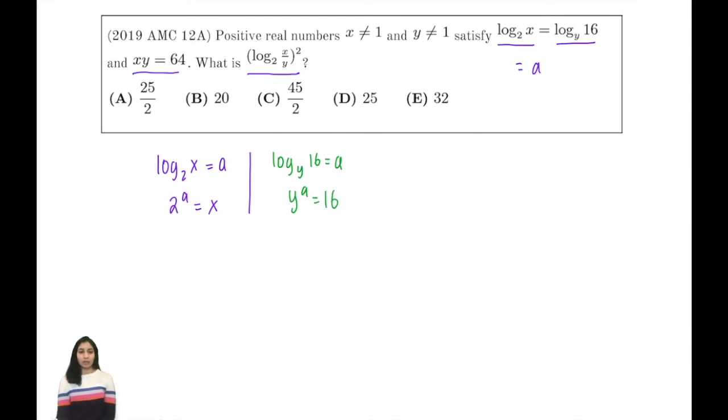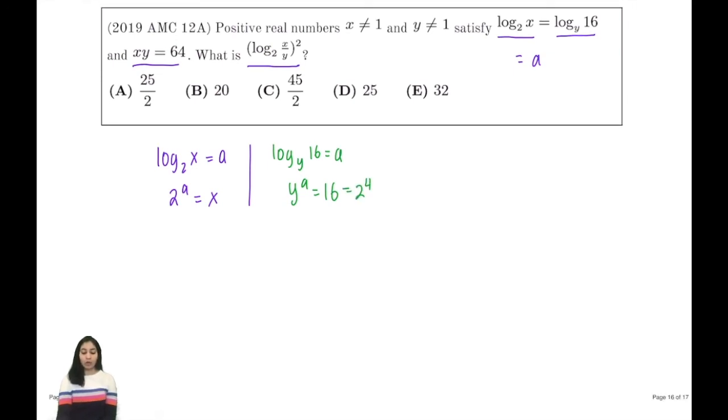So because xy equals 64, we want to use that fact somehow. And because 64 is 2 to the power of 6, we want to try and convert x and y to powers of 2. So we already have x equals 2 to the a, and we also know that y to the a is equal to 16, which is 2 to the 4. So if we take the ath root of both sides, we get y is equal to 2 to the 4 over a.